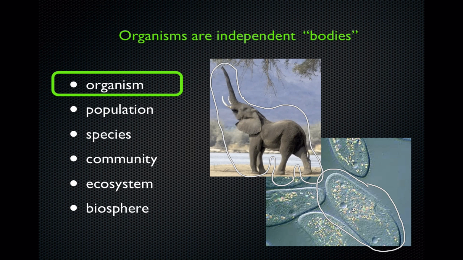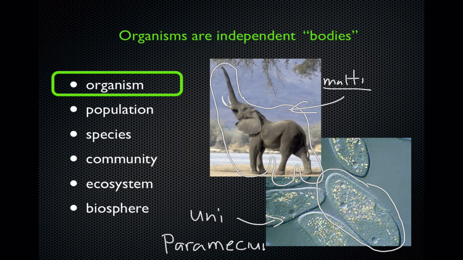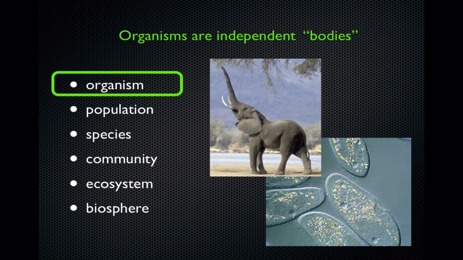They're really fast swimmers. You should get a chance to see these in some pond water at some point this year in school. But these are two examples of organisms, a multicellular organism like an elephant, or a unicellular organism like paramecium. Let me write that for you, just because we're going to be seeing this word all year. Paramecium, all right, is what we call these little single-celled pond organisms.